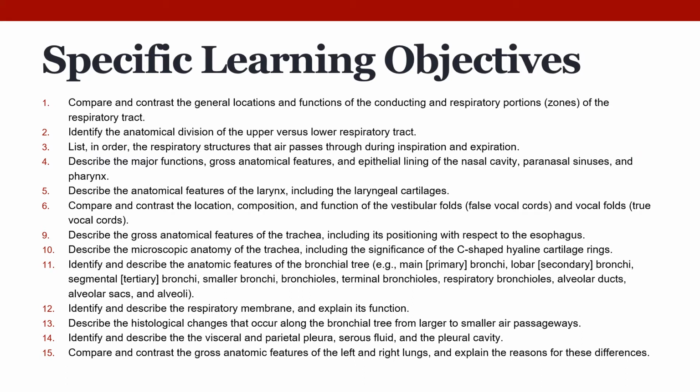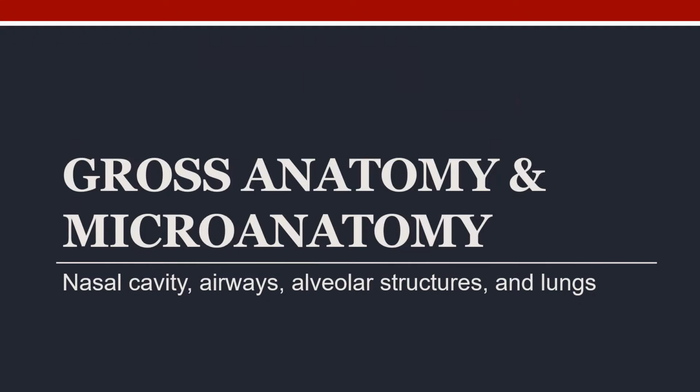Okay, so we have a lot of learning objectives to get through on this one, from the conducting and respiratory and upper and lower respiratory tracts to all of the respiratory structures that air passes through during inspiration and expiration, and the histological, both the gross anatomy and the histological anatomy of a lot of these things. Okay, so we're going to talk about gross anatomy and then the microanatomy of a lung lobule first.